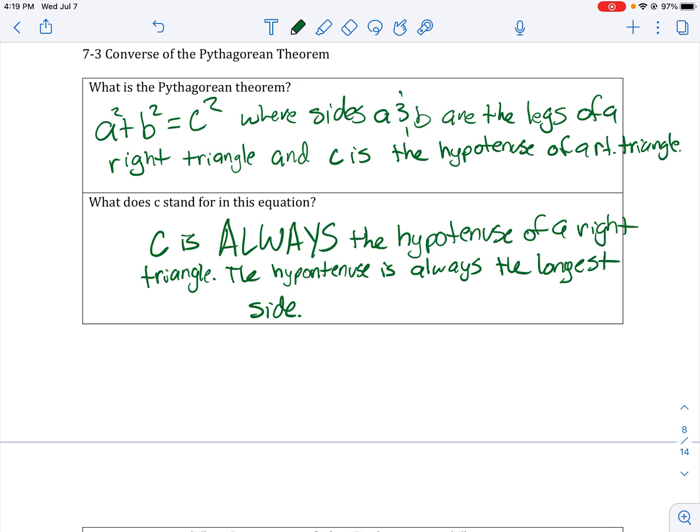The Pythagorean theorem is a squared plus b squared equals c squared, where sides a and b are the legs of a right triangle, and c is the hypotenuse of a right triangle. What does c stand for in this equation? C is always, capital right there, always the hypotenuse of a right triangle. The hypotenuse is always the longest side.